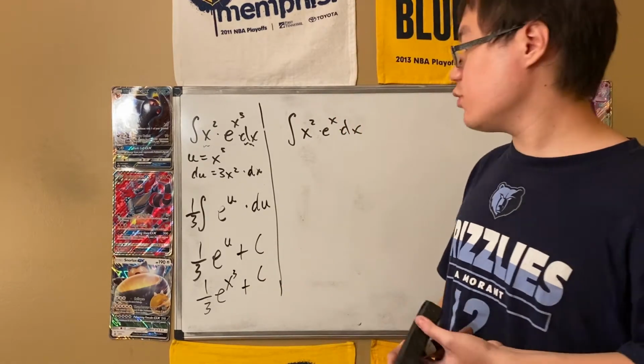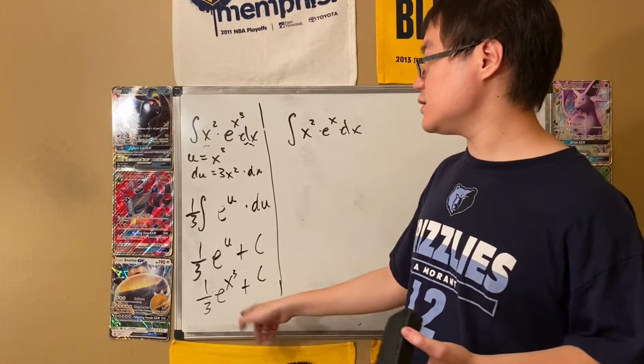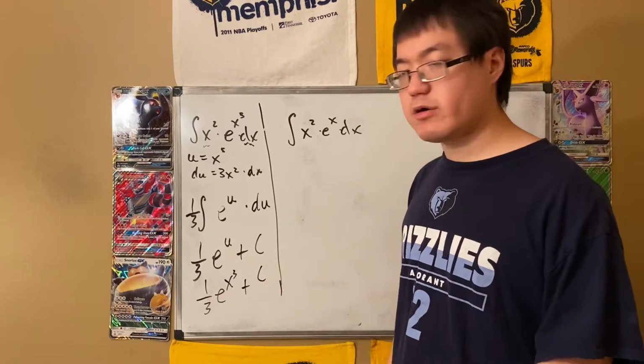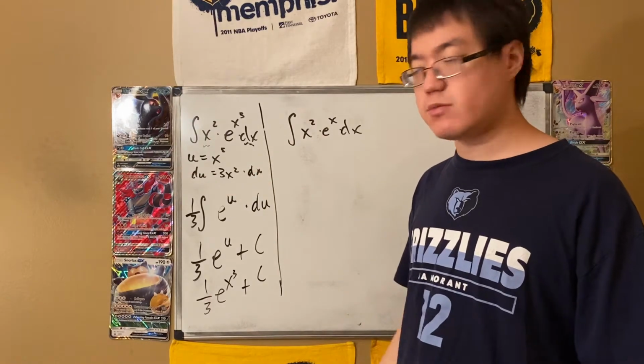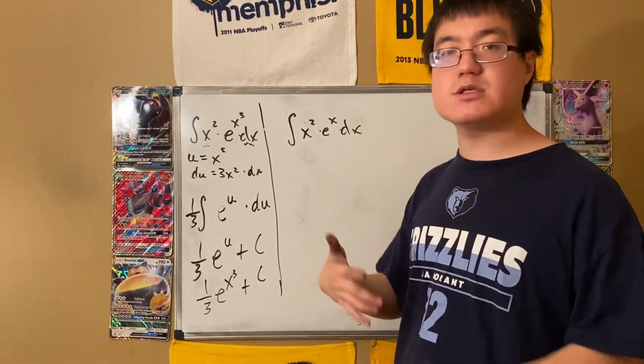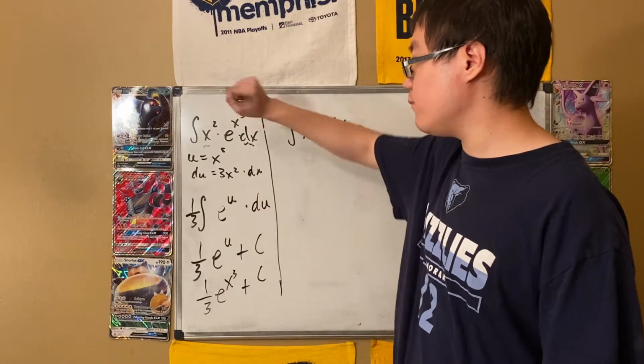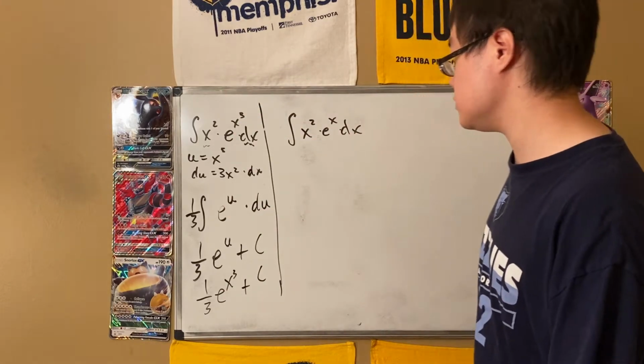Remember, you can always check your work if you want to take the derivative of this guy and see if you get back the original. Well, what's the derivative of 1/3 e to the x cubed? Well, it's 1/3 e to the x cubed times the derivative of x cubed, which is 3x squared. Those 3's will cancel, and lo and behold, you will get back the original.